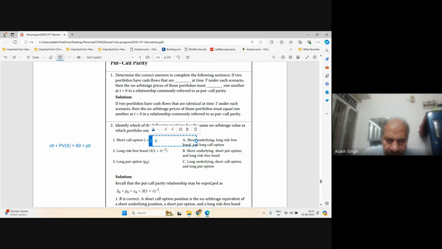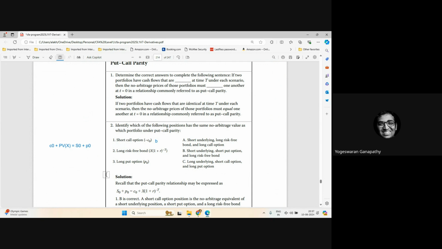B. Okay. Now, long risk-free bond is S0 plus P0 minus C0. Which is short the call option, long the underlying, and long the put. Yes, sir. So option C, sir.